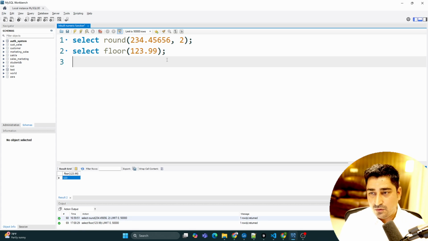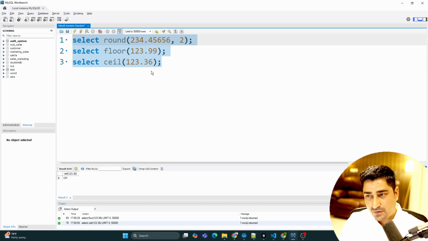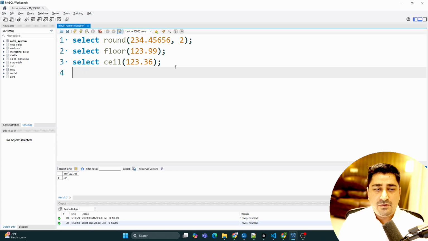As we have floor, we have a ceiling function as well, CEIL. And here, if I'm going to pass maybe 123 point something, it is going to give me the smallest integer which is greater than this. So 124 I will be able to get. So floor function, ceiling function, I believe we all are aware about it.